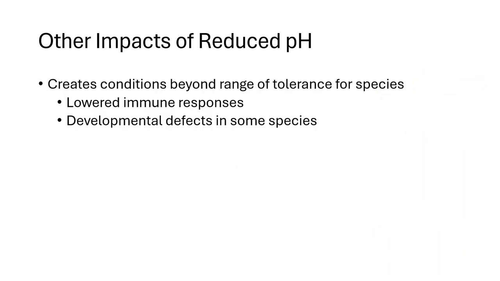Some other impacts are the fact that this can create conditions beyond the range of tolerance. We've talked about the ecological range of tolerance for species. And so when you are outside the range of tolerance for a species, that can cause all sorts of health problems, including decreased immune response, some developmental defects, and difficulty reproducing.